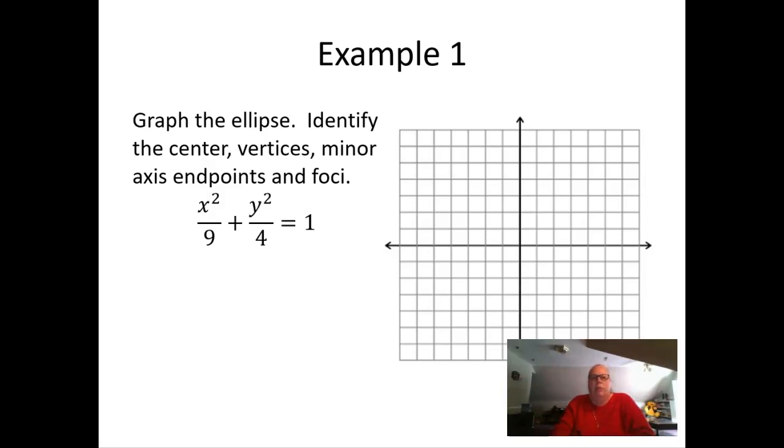Okay, before we graph this, we're going to have to actually know what all these different points are anyway. We'll start with the center. And the center of our ellipse is going to come out of the numerator here. And it looks like our center is going to be at 0, 0.